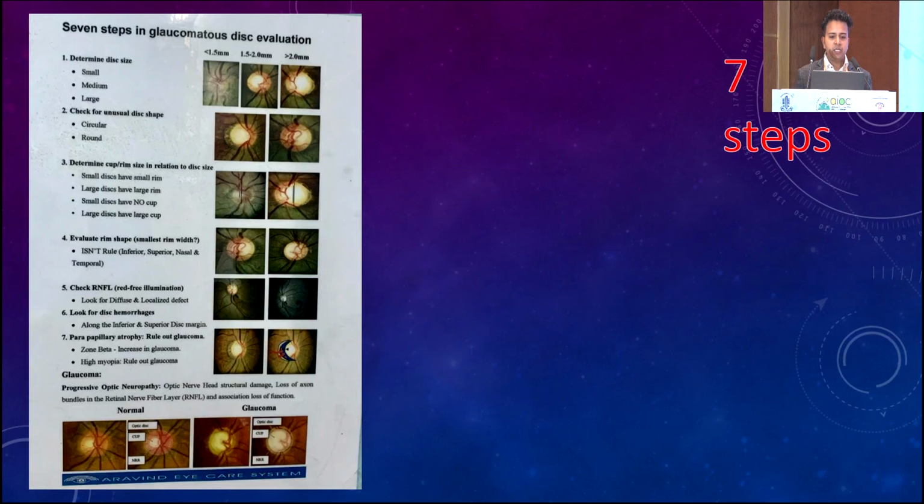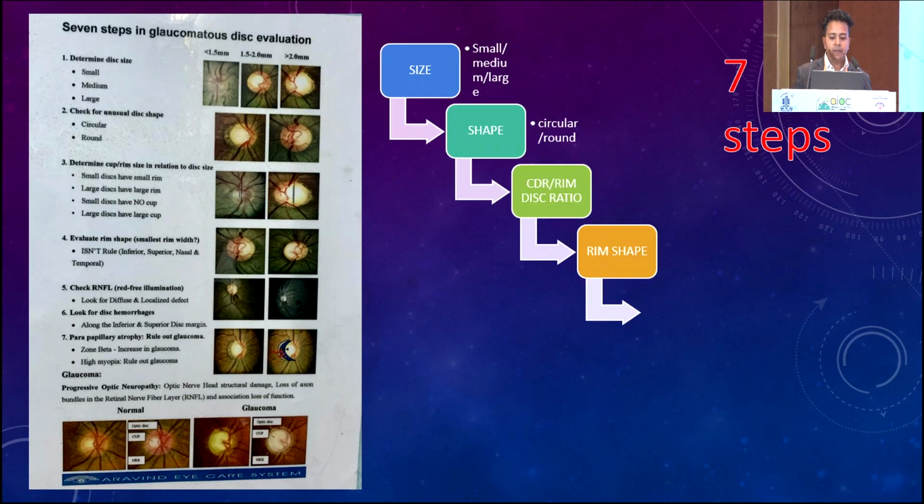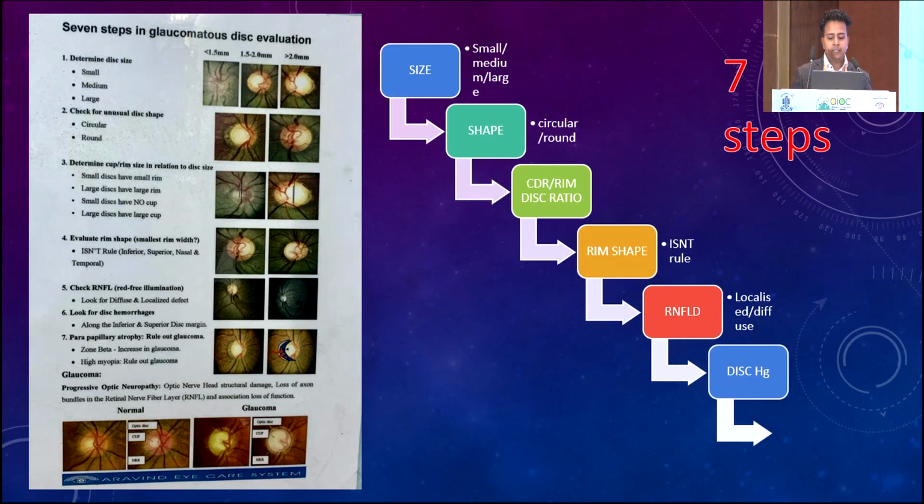Then ONH evaluation, we go ahead with a 7-step approach, as madam described: size, then shape, then cup-disc or rim-disc ratio, then the rim shape, any notching is there or not, RNFLD, whether it's localized or diffuse, disc hemorrhages, and any peripheral atrophy.